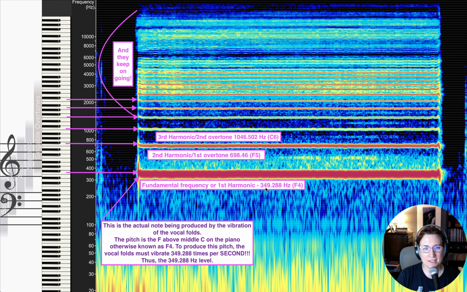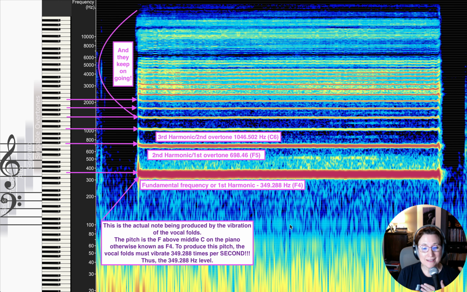What I think is interesting is my vocal folds had to vibrate at 349.288 times per second to produce that pitch. That's why I'm kind of a nerd about singing, because I think it's amazing. And that's not a really terribly high pitch. That's here. There are sopranos that sing notes up in here. That would not be me, but there are some that can sing those notes, and that's the fundamental frequency. So that's some upper level math for me tonight.